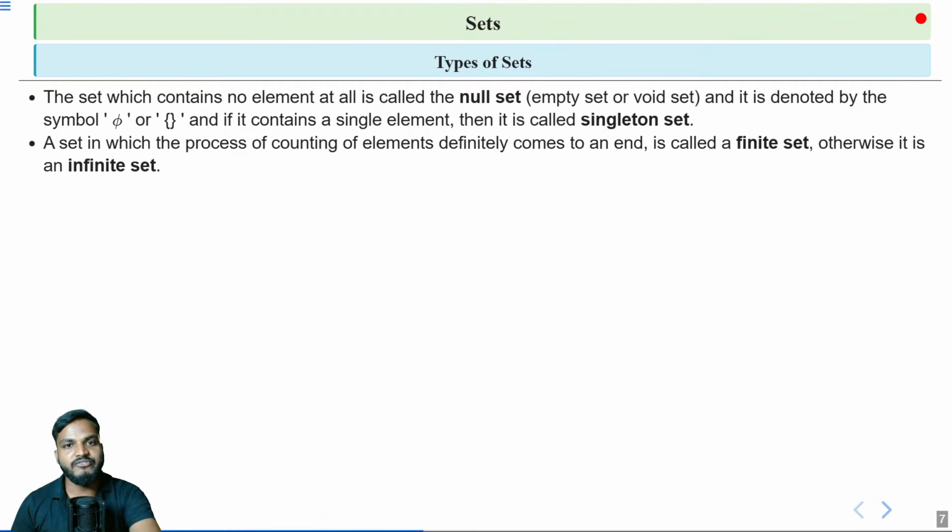Next type is finite set and infinite set. A set in which the process of counting of elements definitely comes to an end, then it is called a finite set. For example, a set of vowels is a finite set, and if you take a set 1, 2, 3, 4, 5, then it is a finite set. Otherwise, it is an infinite set. For example, if you collect all the natural numbers, then it is not a finite, it is an infinite set.